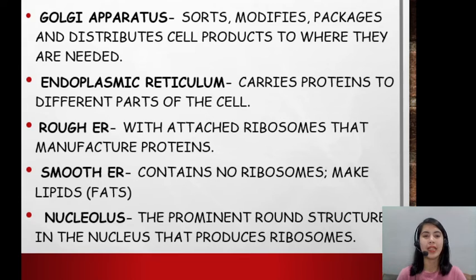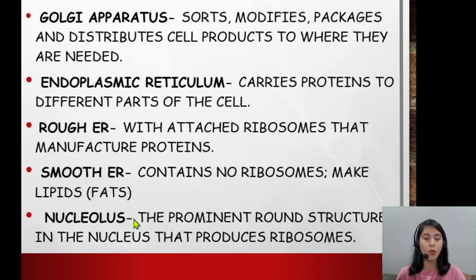Next is endoplasmic reticulum or ER. So, ER carries proteins to different parts of the cell. While rough endoplasmic reticulum or rough ER, may naka-attach na ribosomes doon. Kaya siya may ribosomes kasi ang minamanufacture niya is protein. At yung smooth ER, sabi ko nga kanina, wala siyang ribosomes, yung mga parang tiny circles na tuldok-tuldok sa kanya, kaya tinawag na smooth ER kasi walang ribosomes. At ang ginagawa naman niya ay lipids or fats.